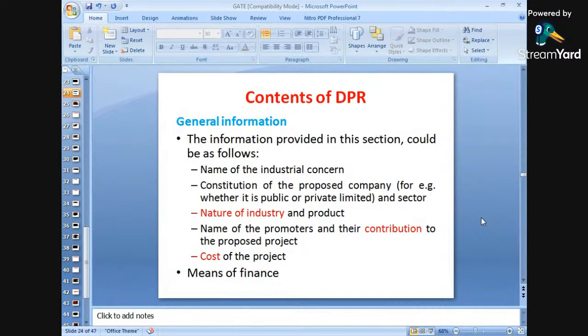General information will be considered. The information provided in this section could be as follows: the name of the industrial concern. What are the different general informations which have been considered related with the DPR? ठीक है ना? क्या informations considered होगा? सबसे पहले industrial concern रहेगा. That is the constitution of the project proposed company, whether it is a public or a private limited company, the nature of the industries, whether it is a small scale industry or a large scale industry, and what are the productions carried out by that particular industry. Name of the promoters and their contributions to the proposed project, cost of the project, and what are the different means of finance. Okay, so these are the general informations related with the detailed project reports.